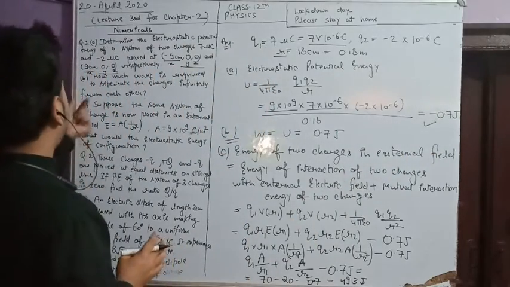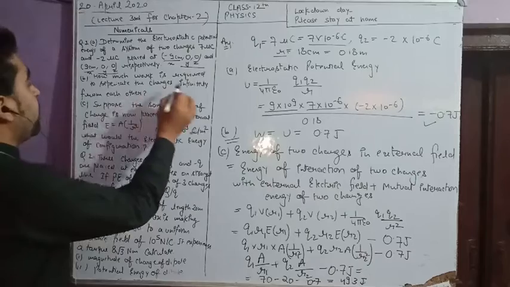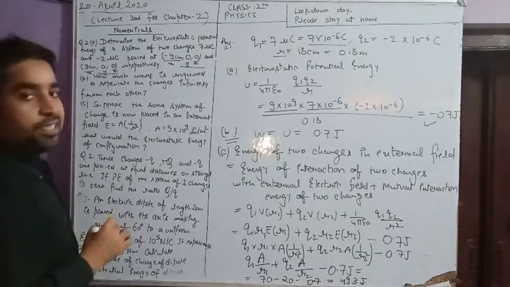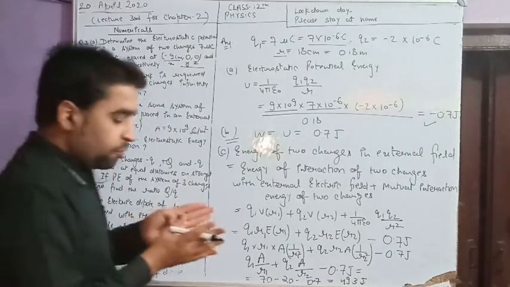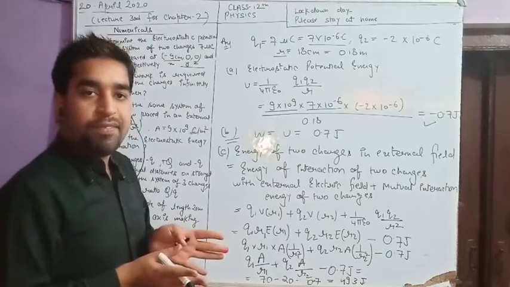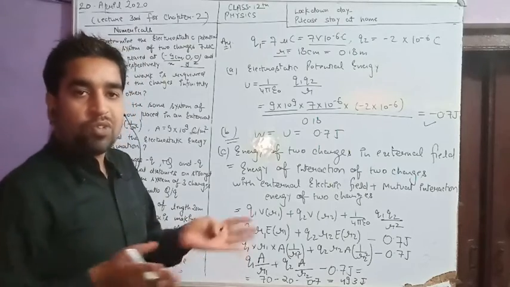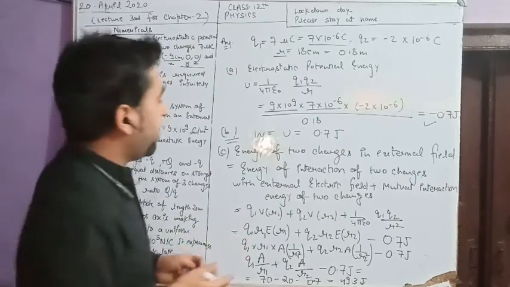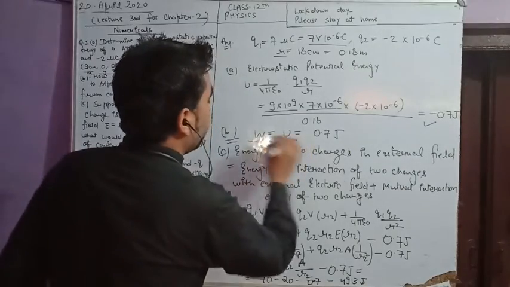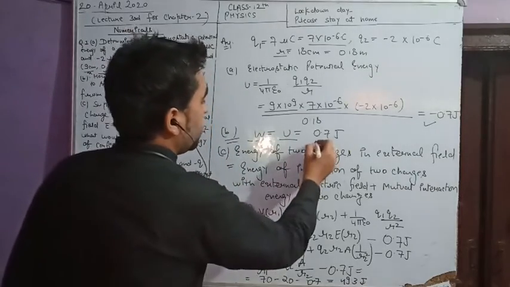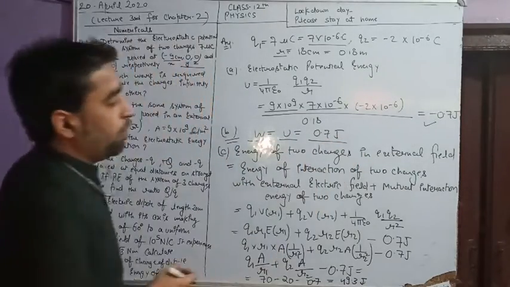Now students, in the B part they are asking how much work is required to separate the charges. So what is the potential energy? -0.7. The same amount will be required to separate out the charges. So that is why the work done will be equal to the potential energy. So 0.7 joule is the work done.